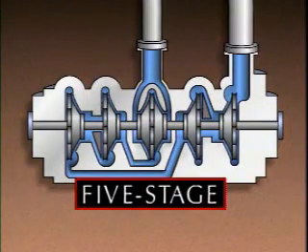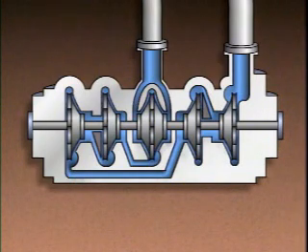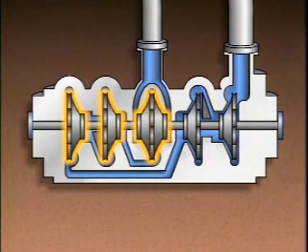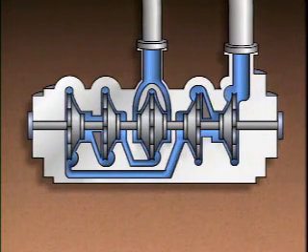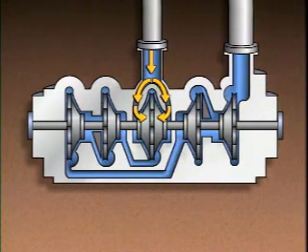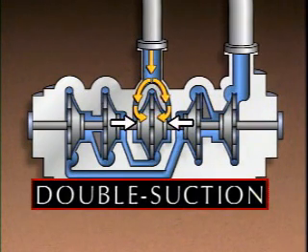This is a 5-stage pump. It has 5 impellers and 5 volutes. The first 3 stages are located here, and the 4th and 5th stages are located here. But as you can see, the liquid's flow path is different from that of the 3-stage pump we just saw. In this pump, liquid enters through the suction and flows into the impeller of the first stage. This impeller has a suction eye on both sides and is often called a double suction impeller.